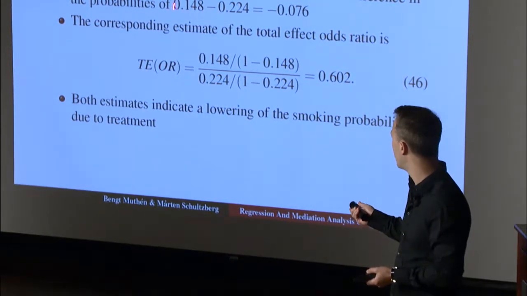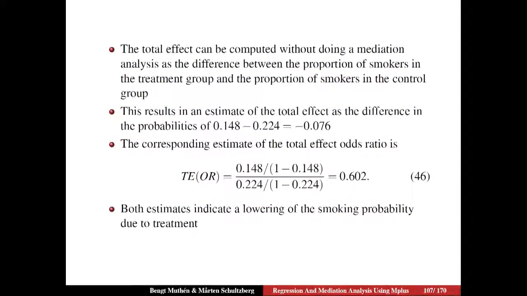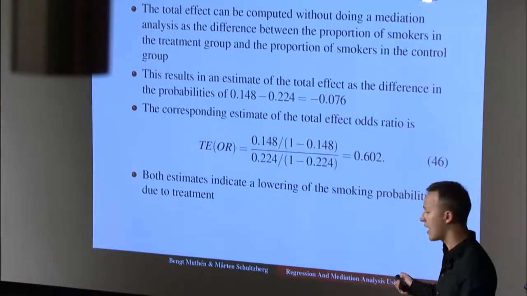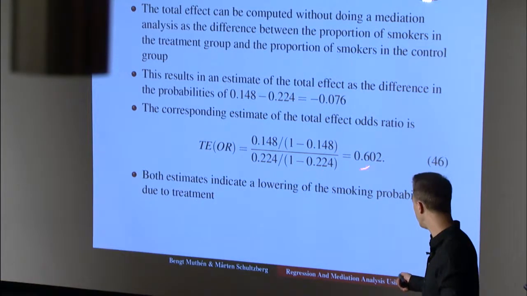So in this case, 14.8% of the individuals in the treated group used cigarettes in the end, whereas 22.4% in the non-treated group was using cigarettes in the end. So that's the total effect. If we don't take into account whether or not we could change their intent, we just look at if the treatment worked or not. The difference there is minus 0.076, so 7.6%. And you could of course also look at the same outcome on the odds ratio scale, where we just take the ratio of the odds. Both of these indicate the same thing, that actually taking this treatment reduces the probability of using cigarettes, since this is smaller than 1.